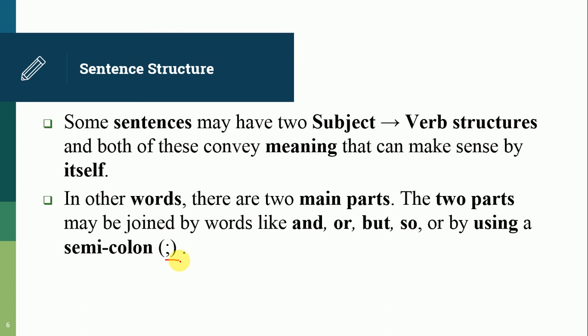This is a semicolon sign. We will study it in detail inshallah while we are studying the punctuation marks, okay? So there can be two kinds of sentences, or two verbs which can be joined, or two subjects which can be joined by coordinating conjunctions, or one of the punctuation marks, which is a semicolon.